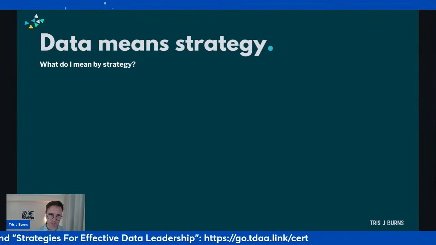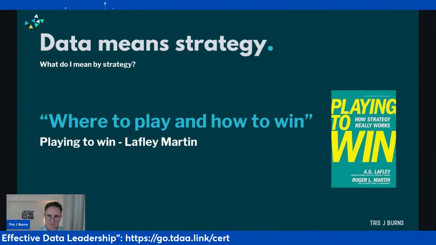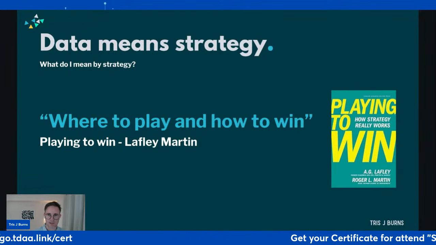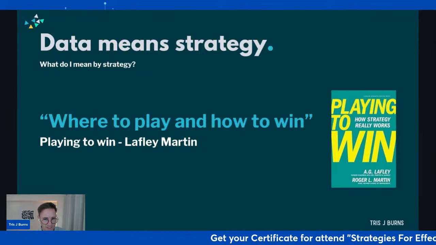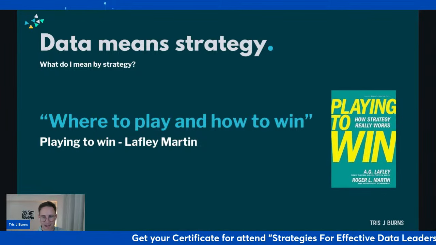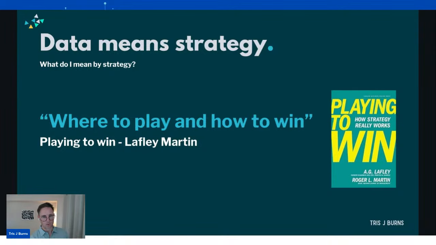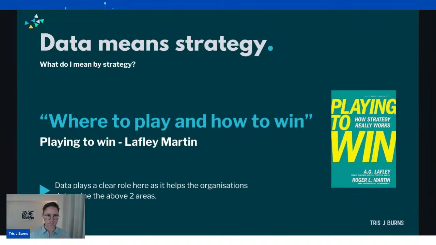But what do I mean by strategy? Well, very simply put by A.G. Lafley and Roger Martin in their book, Playing to Win, strategy means to me where to play and how to win. So the where to play is what markets are we going into, what products, etc. And how to win is what are the things that we have to do to be the top of this segment. It's very simple. And data plays a really clear role here as it helps the organization define those two things, where to play and how to win.